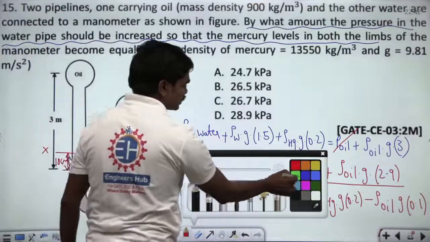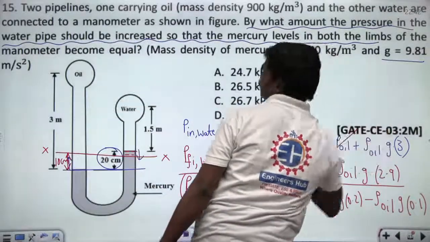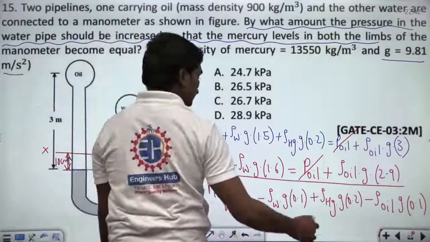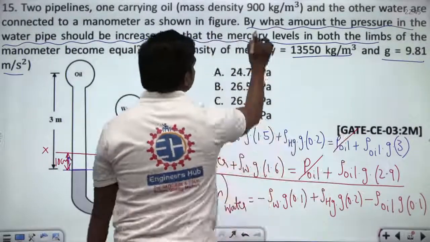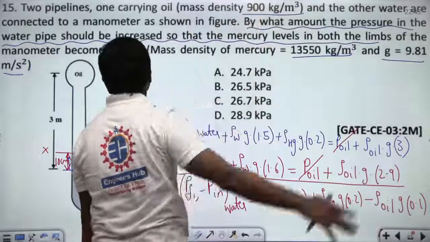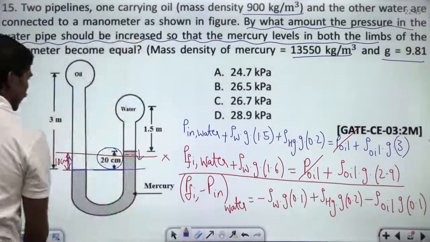Now let us see what values are available to us. g is known to us, given as 9.81 meters per second square. What is the density of mercury? Mercury is 13,550, that's given. Oil is 900 kg per meter cube, that's given. Water we know is 1000. So let us substitute here and calculate the values.